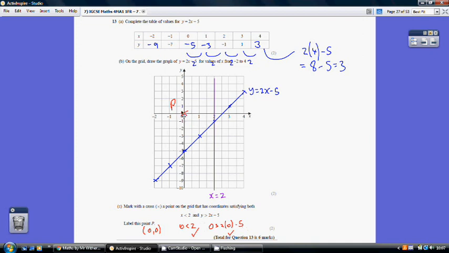So P, of course, didn't have to be at 0, 0. It could be any of these coordinates over here, which is to the left of the purple line and above the blue line.